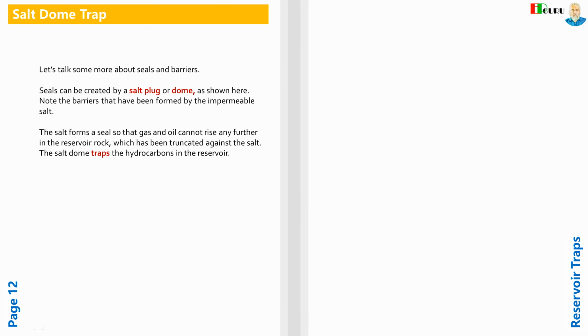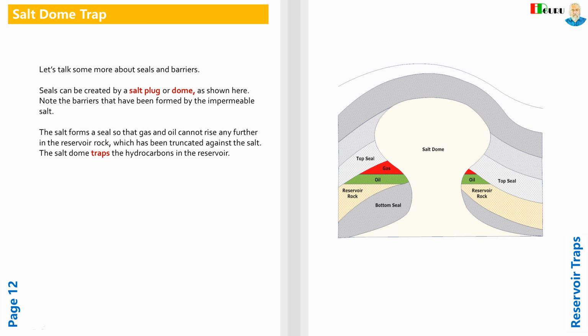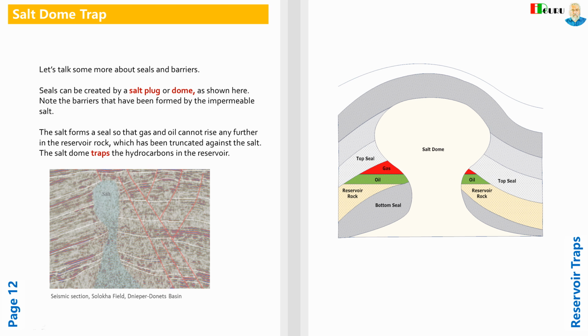Let's talk some more about seals and barriers. Seals can be created by a salt plug or dome, as shown here. Note the barriers that have been formed by the impermeable salt. The salt forms a seal so that gas and oil cannot rise any further in the reservoir rock, which has been truncated against the salt. The salt dome traps the hydrocarbons in the reservoir.